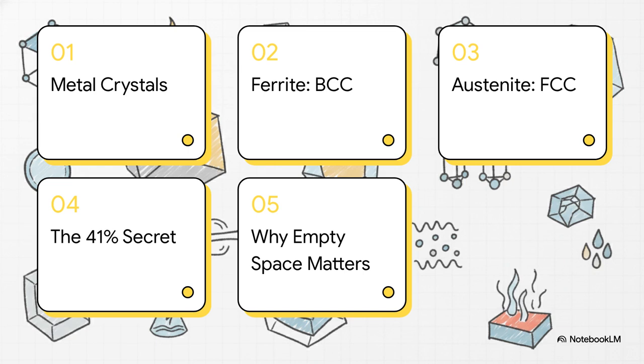Okay, here's our structural blueprint for today. First, understanding metal crystal structures. Second, ferrite, body-centered cubic. Third, austenite, face-centered cubic. Then the 41% secret, and finally, why this empty space matters. We're going to compare two distinct crystal structures and build up to a massive twist.